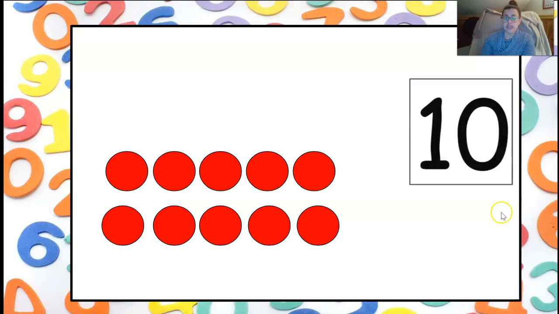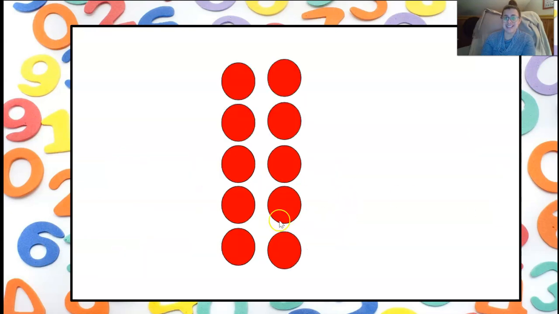Now, we're going to make these rows look like towers. What do you see? We have little rows of 2 counters. There are 5 little rows, but we still have 10. We have 5 rows of 2 counters.